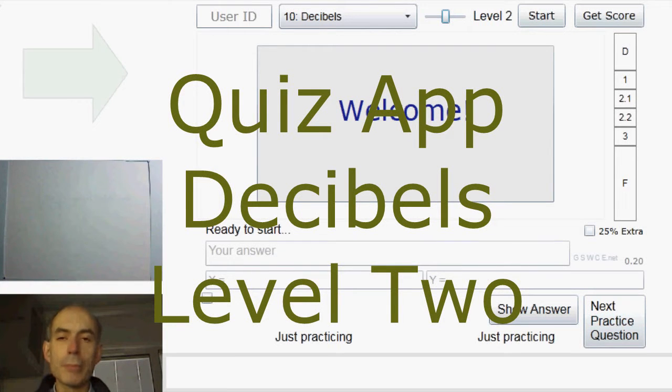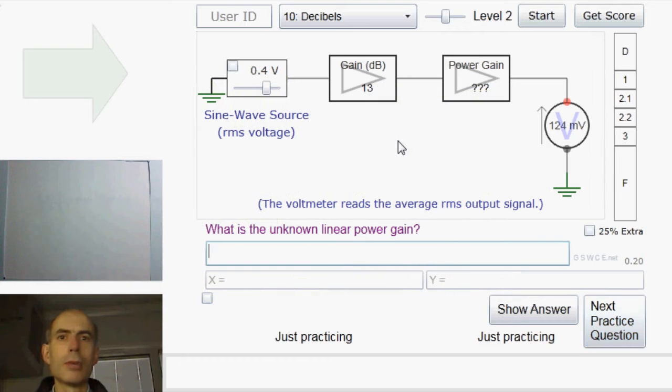Hello, this time Decibels Level 2. First question. In Level 2 we have two gain blocks, and the gain blocks can be labelled either in power gain, voltage gain, or just gain in dBs. And it's important to understand the difference.